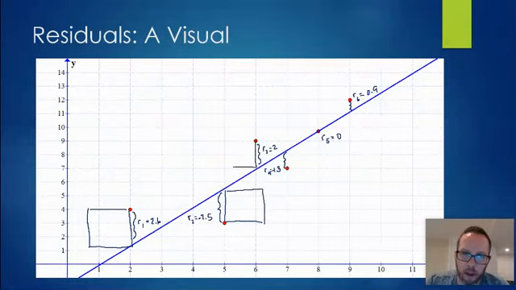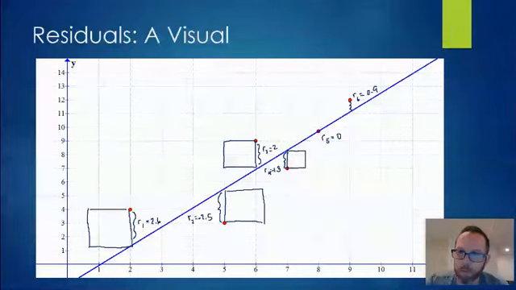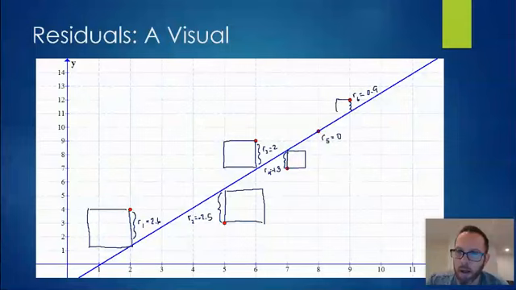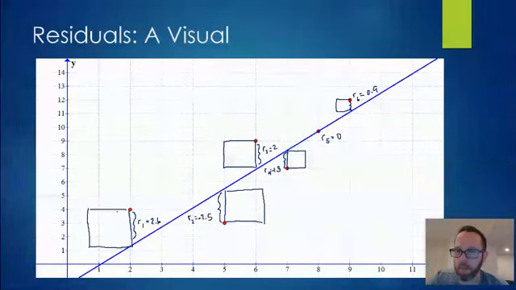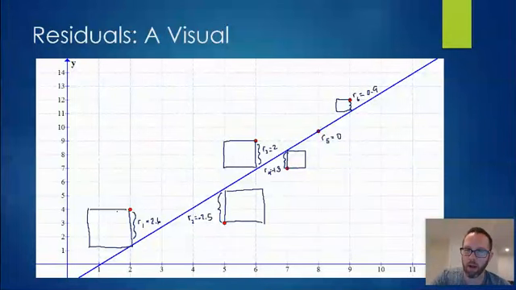And you can see when you have a big residual, you get a big square. And when you have a small residual, you get a small square. And the idea is, you can add up the area of all these squares. The idea is, for the line of best fit, you want these squares to be as small as possible. Some might be big, some might be small, but their total area you want to be as small as possible.